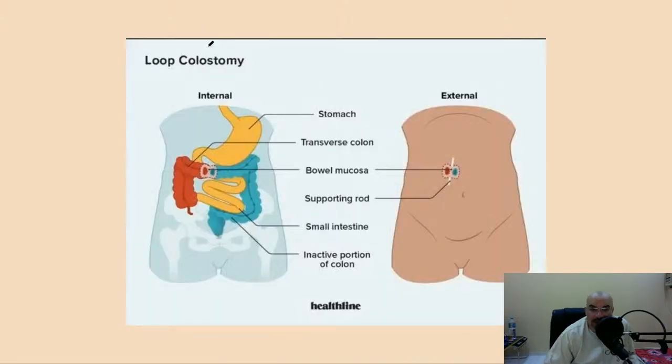This is also a photo for the loop colostomy. So you can see here there are the active part and the inactive part. In this case, the blue part, we call it the mucosal fistula. So this is inactive, and this is the active part, and this is where we will see the stool or effluent come from in the loop colostomy.